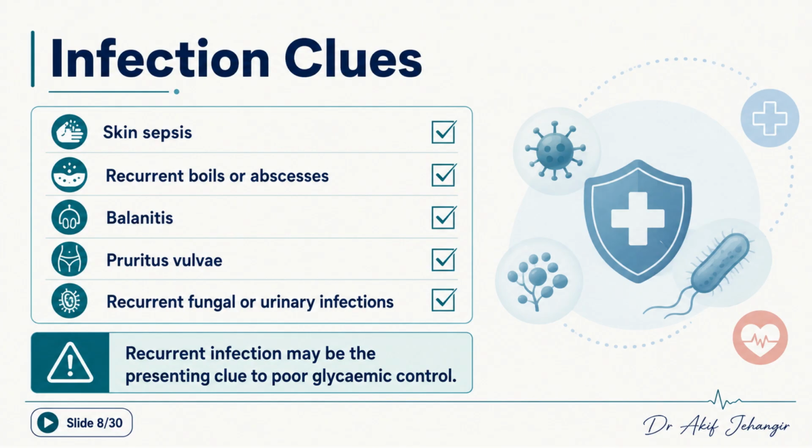Recurrent skin infection, boils, abscesses, balanitis, vulval itching, fungal infections, or urinary infections may be the clue to poor glycemic control. In clinic, infection is sometimes the reason diabetes is discovered or reviewed.